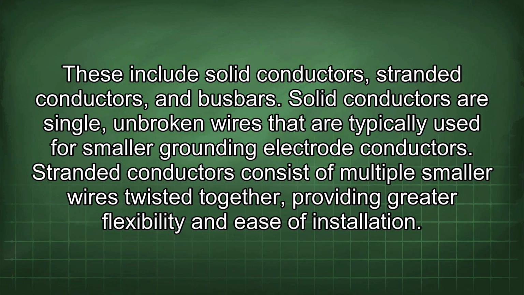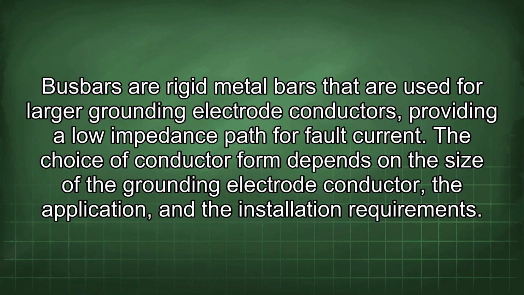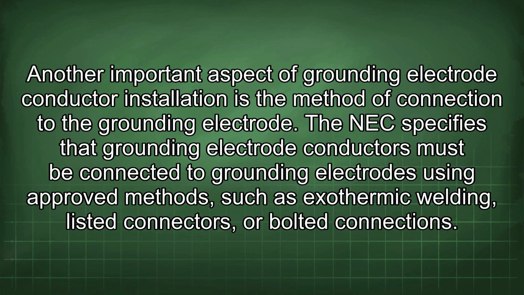Solid conductors are single, unbroken wires that are typically used for smaller grounding electrode conductors. Stranded conductors consist of multiple smaller wires twisted together, providing greater flexibility and ease of installation. Busbars are rigid metal bars that are used for larger grounding electrode conductors, providing a low impedance path for fault current. The choice of conductor form depends on the size of the grounding electrode conductor, the application, and the installation requirements.